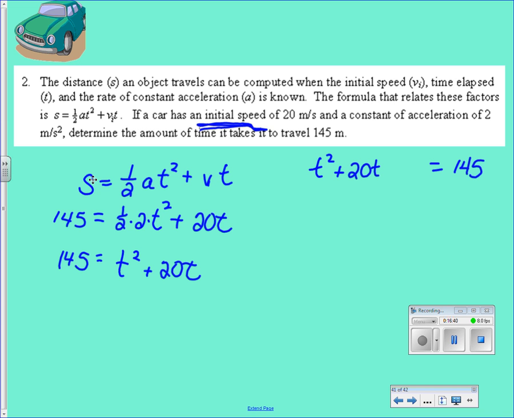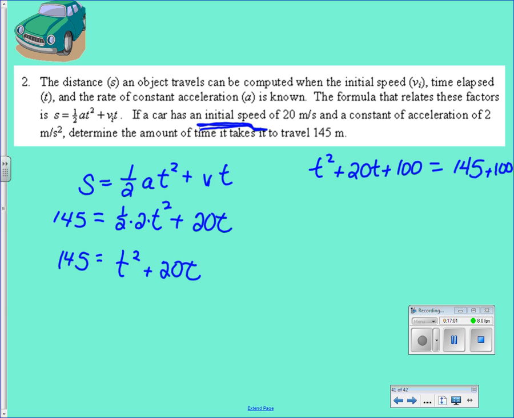All right, so how do I complete the square again? I'm glad that we're doing that. Take half of 20, and that's 10, and then square it. So 10 squared is 100. Okay, I added 100. Yep, do it to the other side.